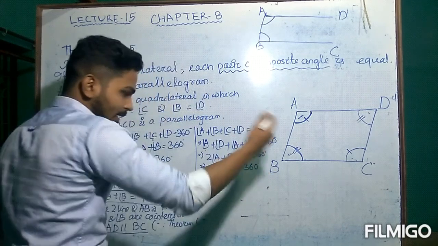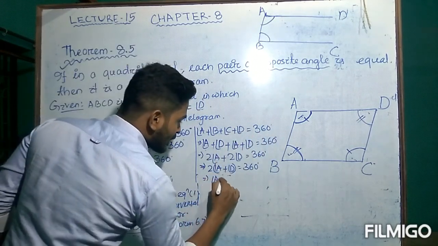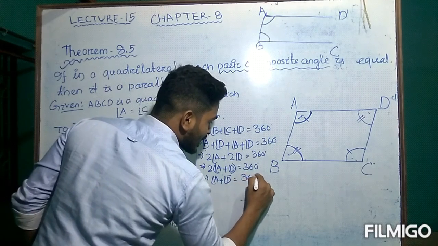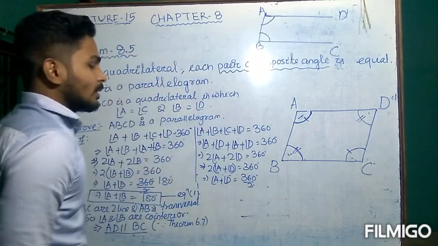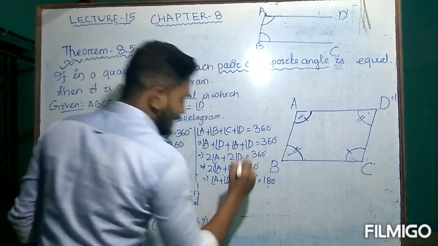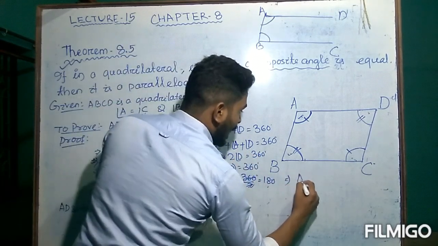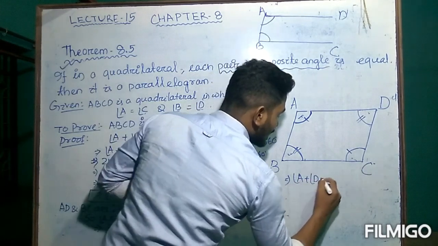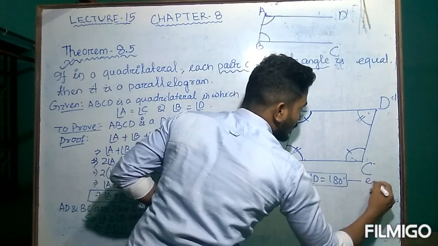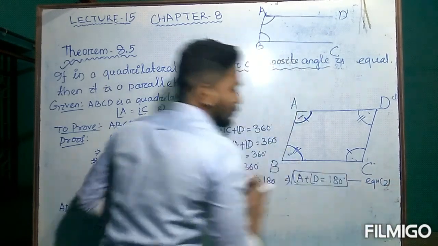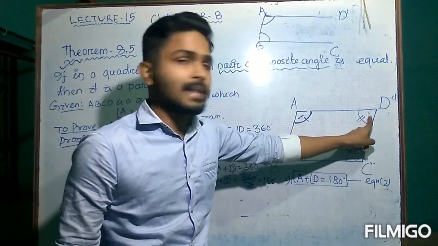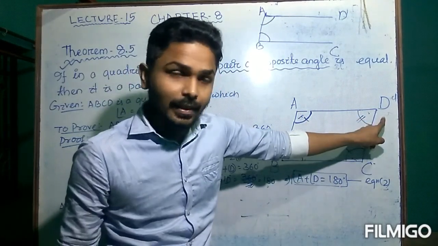Then 2 moves to the right hand side. So on the left hand side it will be A plus D is equal to 360 degrees divided by 2. Now cancel it, we will get 180. So finally we get A plus D is equal to 180 degrees. This is our equation number 2. So which two angles sum to 180 degrees? This angle plus this angle, right?